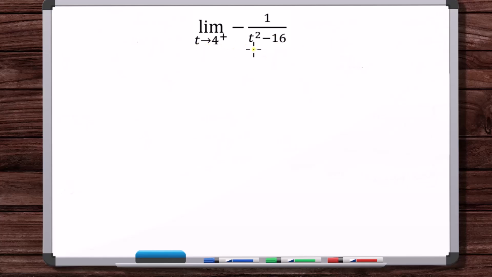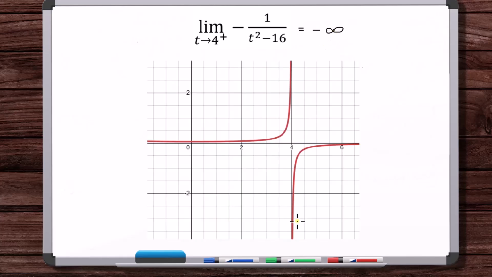So if t is approaching 4 from the right, then that means you've got like 4.01 squared minus 16, 4.0001 squared minus 16. So this t squared is always something slightly greater than 16. So you're going to have 1 divided by a smaller and smaller, closer and closer to 0 positive number. So this is going to go to positive infinity, but with the negative out front, this entire limit goes to negative infinity. And that's what we see. Approaching 4 from the right side, the function is going to negative infinity.